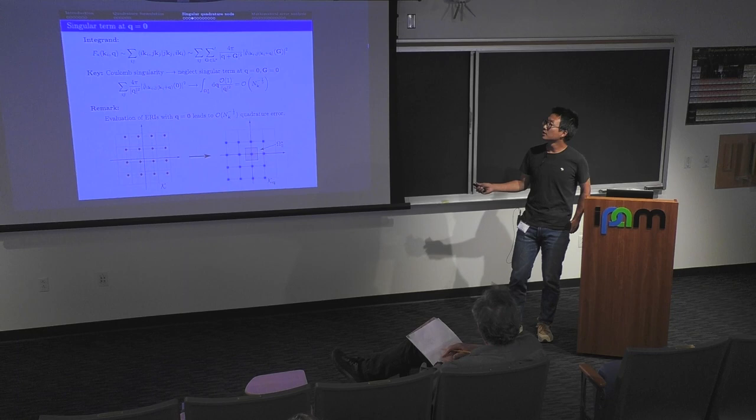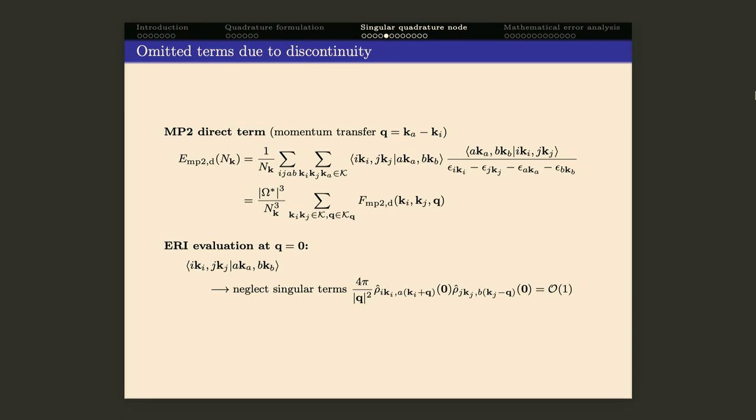Similar analysis can also be applied to MP2, simply more complicated. I just use a direct term as one example. So we have IJAB and ABIJ. In this case, for the first ERI, the momentum transfer q is defined as Ka minus Ki. We can check the evaluation of this ERI. We can find that at q equals zero, we will also neglect a similar singular term, 4 pi over q squared times this two pair product, in our numerical quadrature calculation. And so is the second ERI here.